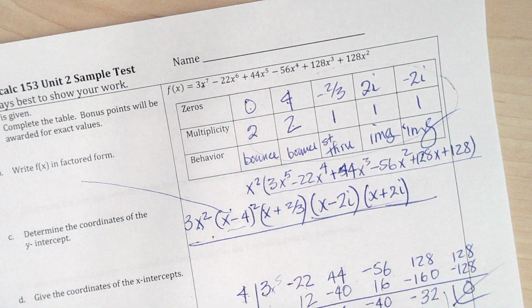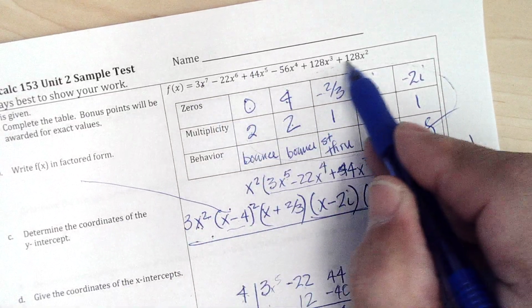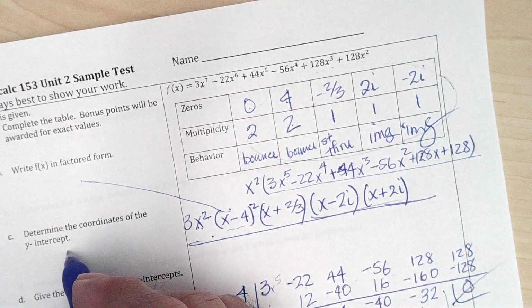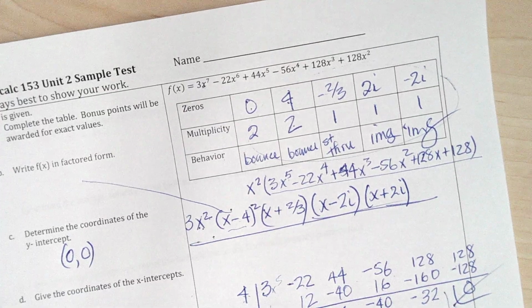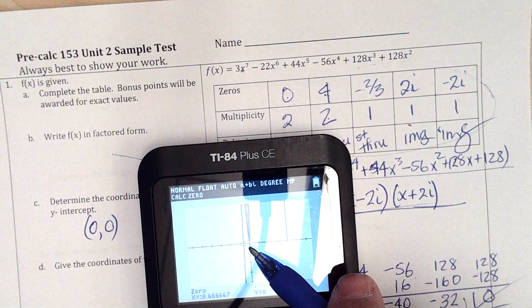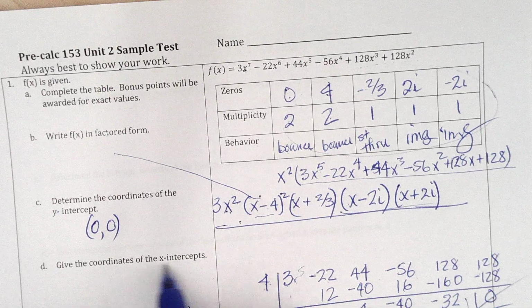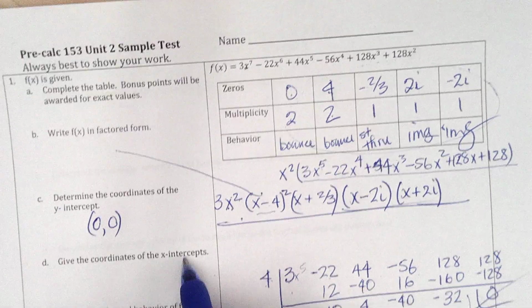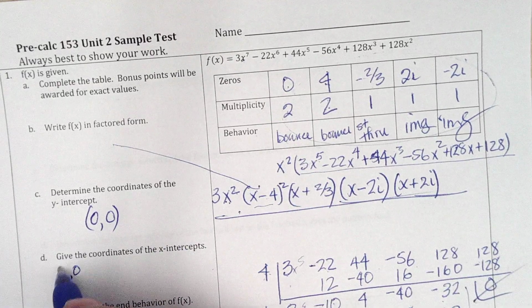Now I just got to go through and answer these other questions. What's the y-intercept? Well, if I put 0 in for all the x's, I get 0. So 0 for the x's gives me 0. That's where it crosses the y-axis. You can look at the graph again if you want. It crosses at 0. Crosses the y. Give the coordinates of the x-intercepts. Well, they are, when y is 0, x is 0.